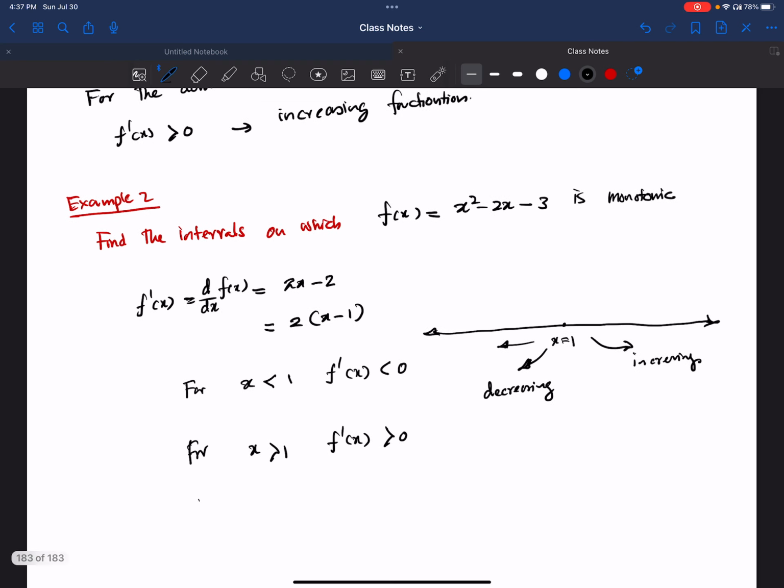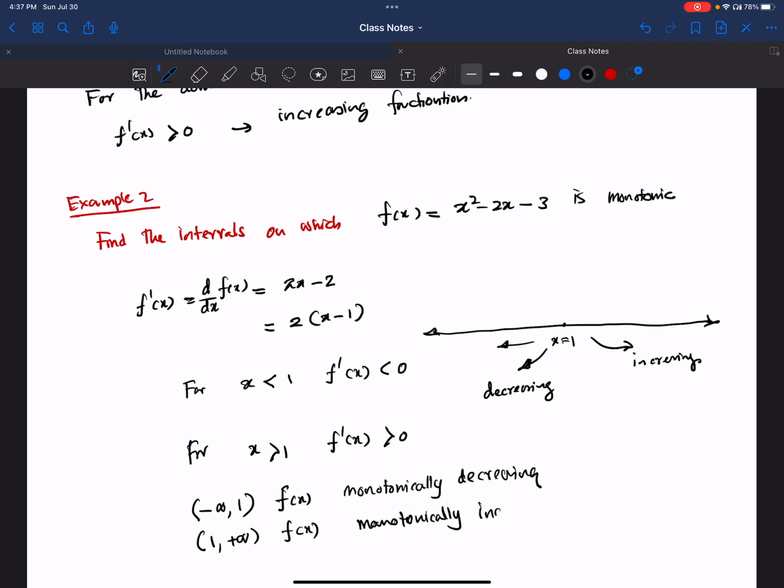So I can say that from negative infinity to 1, f of x is monotonically decreasing. For values from 1 to positive infinity, f of x is monotonically increasing.